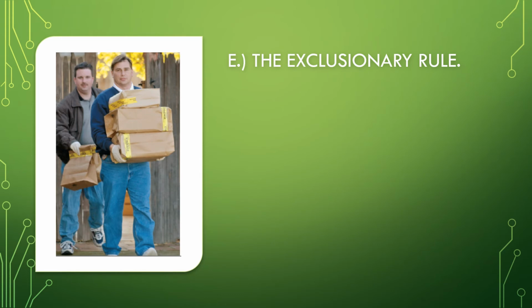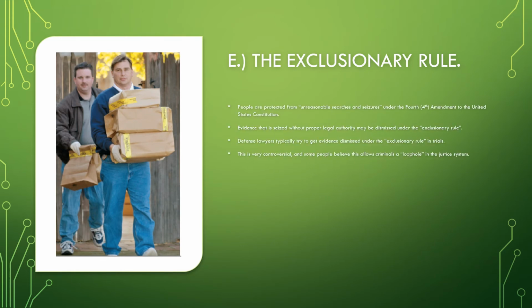Okay, the exclusionary rule. We've already talked a little bit about this in previous lessons, but people are protected from unreasonable search and seizures under the Fourth Amendment to the United States Constitution, okay? And I know it's a little small to read, so I do apologize for that. Evidence that is seized without proper legal authority may be dismissed under the exclusionary rule. Defense lawyers typically try to get evidence dismissed under the exclusionary rule in trials. And this is very controversial, and some people believe this allows criminals a quote-unquote loophole in the justice system, right?